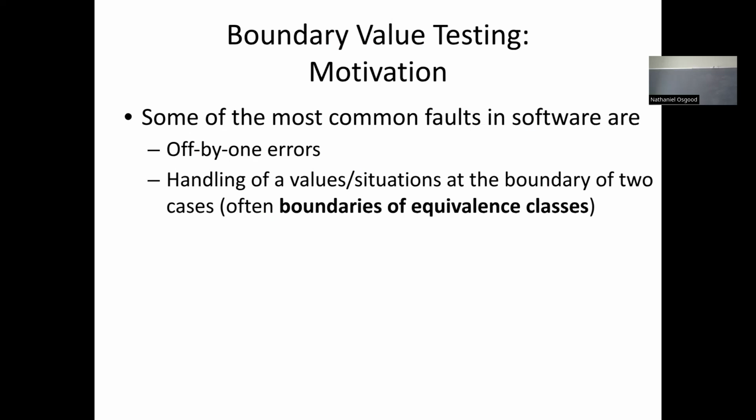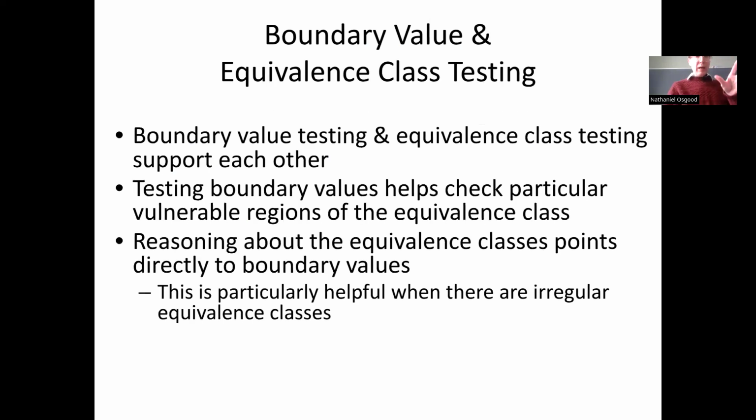There are these values that are kind of between types of equivalence classes, where on the one hand it's handled this way, on the other hand it's handled that way, and the boundary value, it's easy to get it wrong. It's easy to put it in the wrong class, or to not handle it properly. So boundary value testing and equivalence class testing support each other.